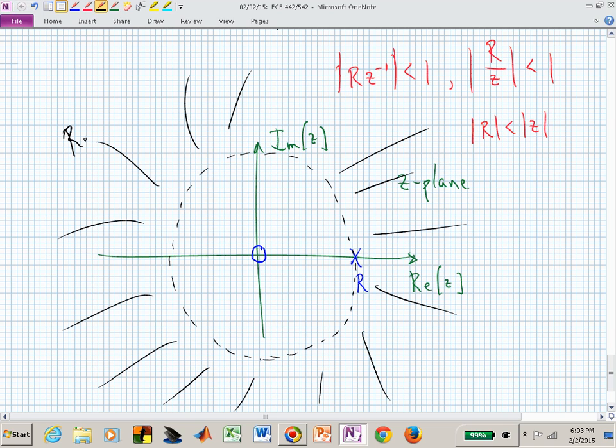Here is the ROC. That's for those that are texting this. You don't have to type in or text region of convergence. You just say ROC, the region of convergence.